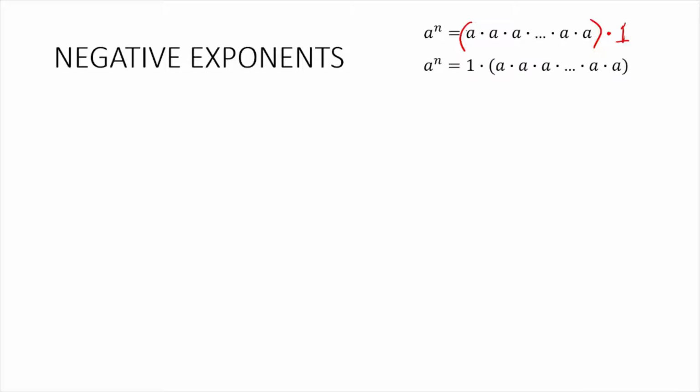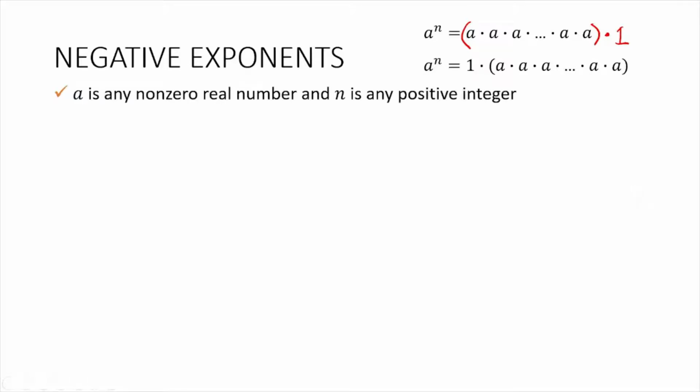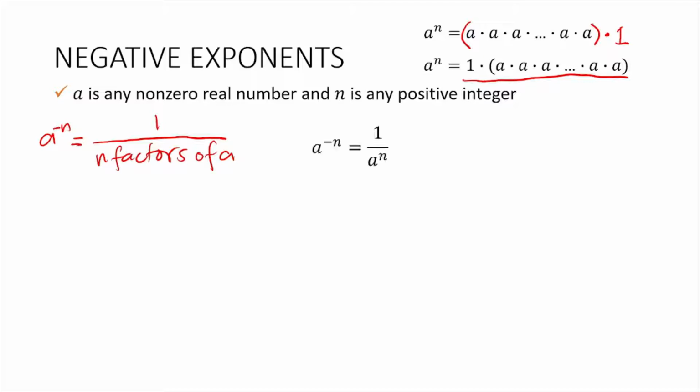n factors of a. Okay, now if the exponent is negative, like in the case of a raised to the power of negative n, then it indicates that we are taking away n factors of a. Okay, so essentially it means that we divide by n factors of a. All right, so instead of saying 1 times n factors of a, here we say 1 divided by n factors of a, right? So in short, a raised to the power of negative n is equal to 1 divided by a raised to the power of n. Okay, or it's just the reciprocal of a raised to the power of n, right?